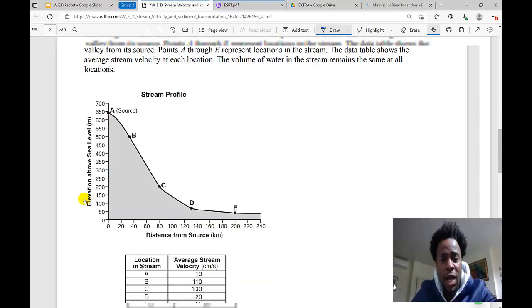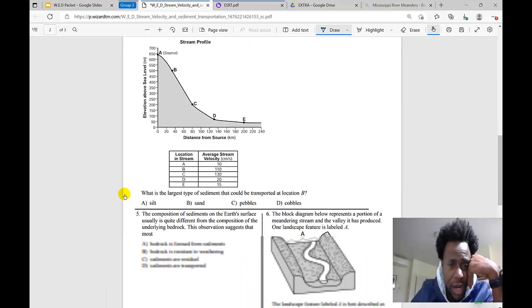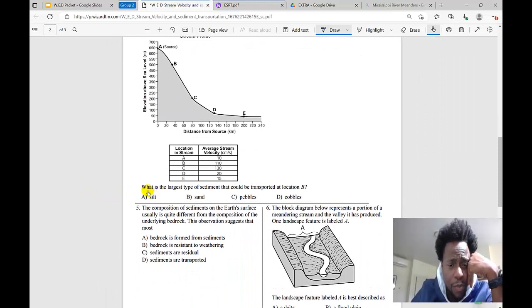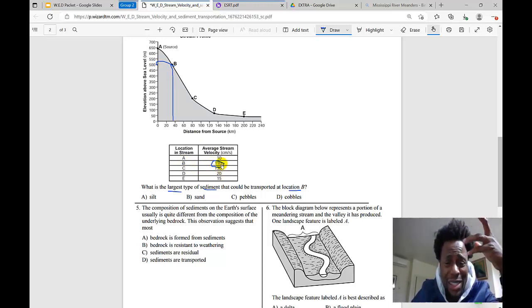And then we have that lovely diagram there, and the main question says, what is the largest type of sediment that could be transported at location B? Location B is right here. Distance from source is 40, and elevation from sea level is about 500, and here it gives us the stream velocity. The stream velocity is 110, and it's asking what is the highest size.